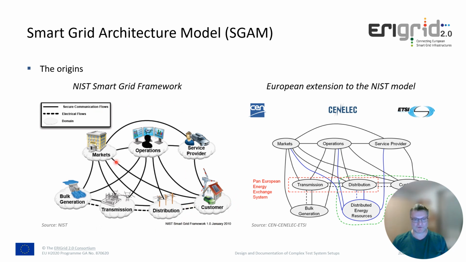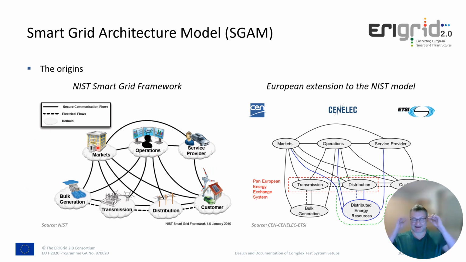Besides that, we need also the operations in order to keep the whole system running, the energy markets and the service providers. They are on the one hand side connected, especially here on the bottom side, the electricity system shows also the electrical flow between these different domains. And we also need secure communication flows between all the 7 domains, which are also outlined here.